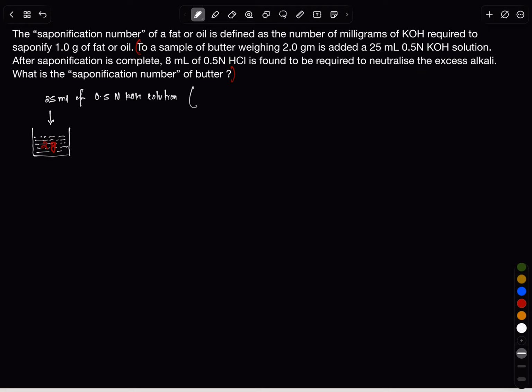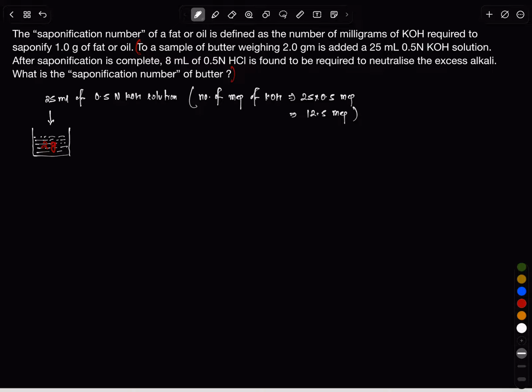So let's first calculate. We have the normality of KOH solution and we have the volume. So first calculate the number of milliequivalents of KOH. We know that normality into volume of solution in ml will give you the number of milliequivalents of solute, which is here KOH. So it will be 25 into 0.5, which gives you 12.5 milliequivalents. So we have 12.5 milliequivalents of KOH.